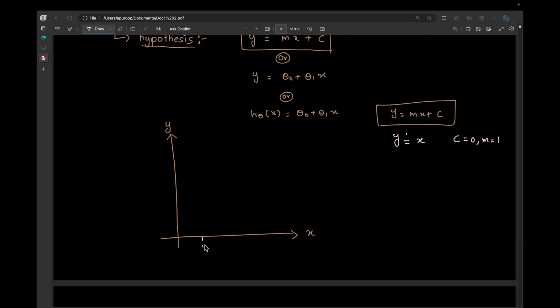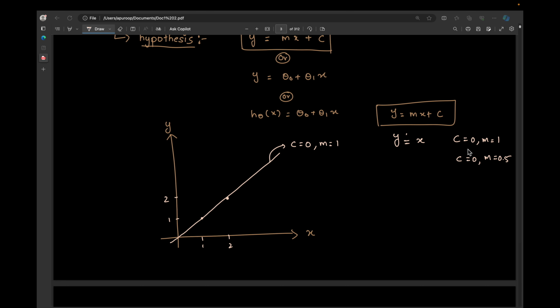For point 1, we'll be getting the output 1, so the intersection point will be over here. And for point 2, the output will also be 2. That means x equal to y, right? If you combine these 2 points, we'll get one line. And for that line, what will be the c and m values? The values are c equal to 0 and m equal to 1. And let's take some other values. Let's consider c again as 0 and m to be 0.5.